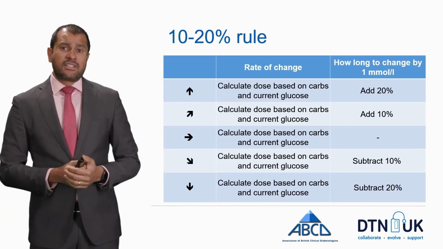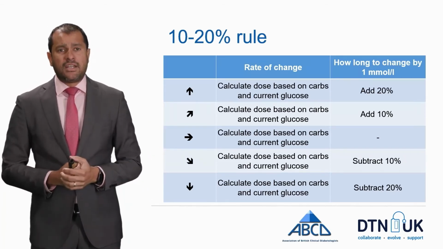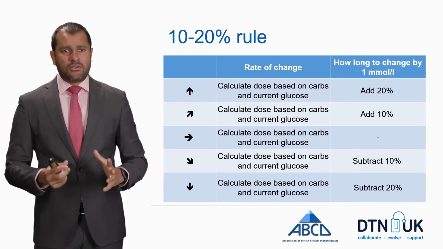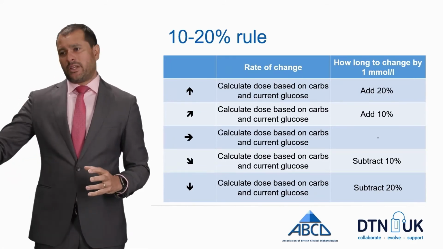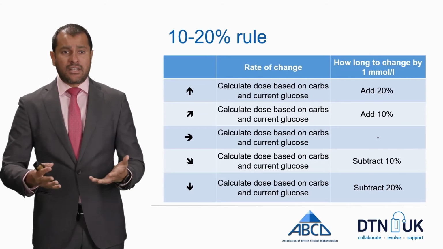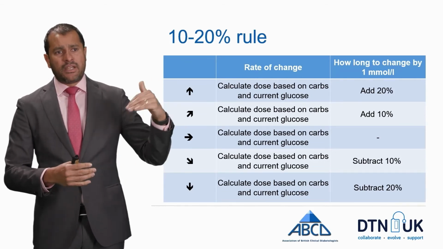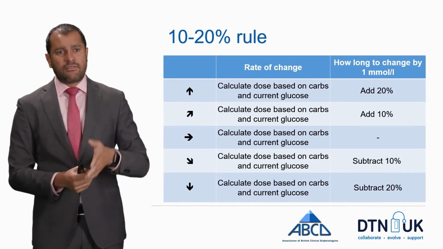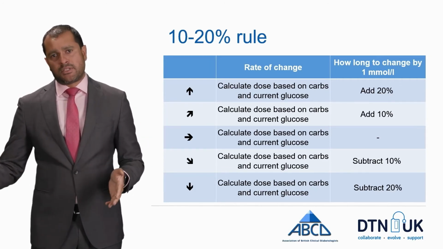The third rule is a 10 to 20% rule. And here, if you've got a straight arrow up, you do your normal calculation and add 20%. If you've got an oblique arrow, you just add 10% to what you've calculated. If you've got an oblique arrow down, subtract 10%, and if it's going straight down, subtract 20%.